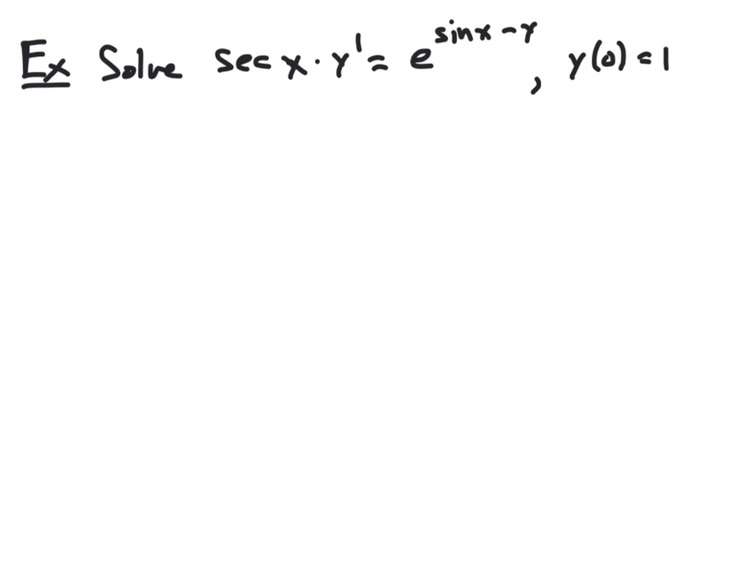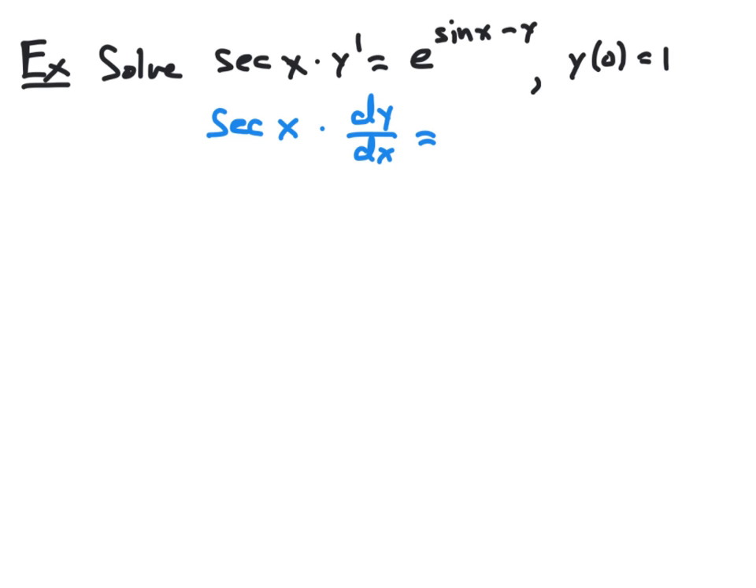In this example, we'd like to solve the equation secant x times y prime equals e to the sine of x minus y with the initial condition y of 0 equals 1. In order to get this into the standard separable differential equation form and to be able to use the strategy for solving separable equations, we need to do some algebraic bookkeeping to rewrite this so that we have a product of x multiplied by a product of y. So the first thing is to rewrite our differential as dy dx. We're going to want to do that at some point.